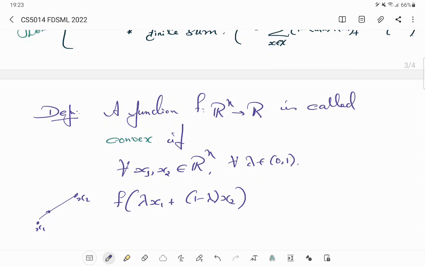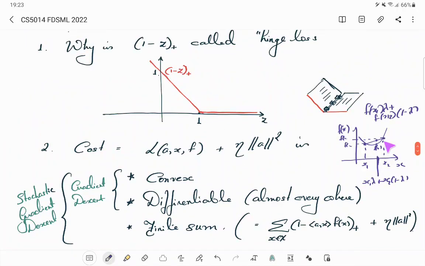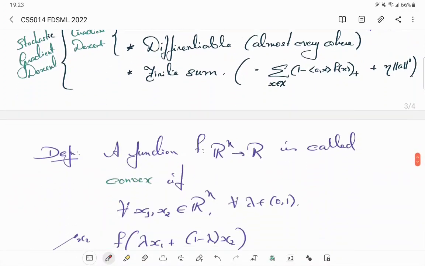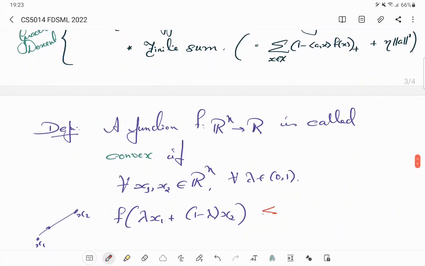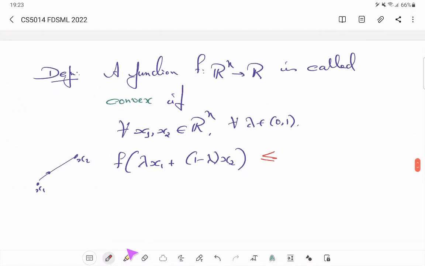So the point is in between. What do I want this value of the function to be? Remember, the function's value here is small, and that is lower than or equal to which quantity? Lambda times f of x1 plus 1 minus lambda times f of x2. Such functions are what are called convex.